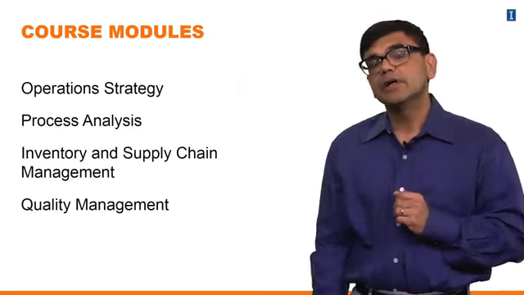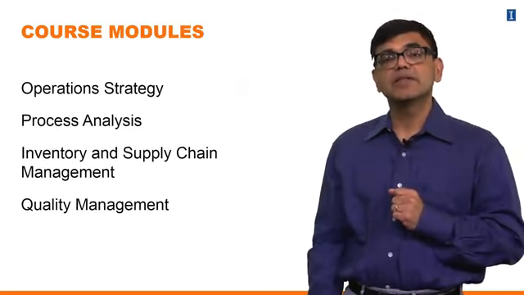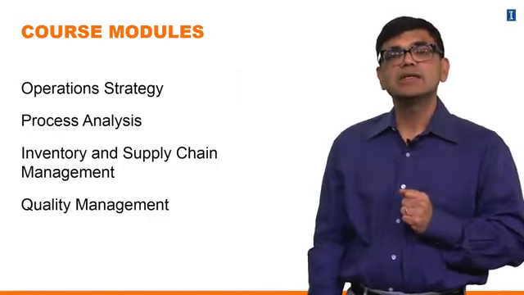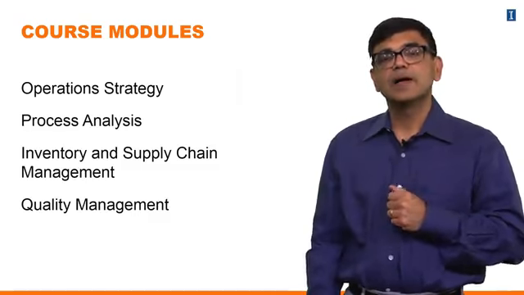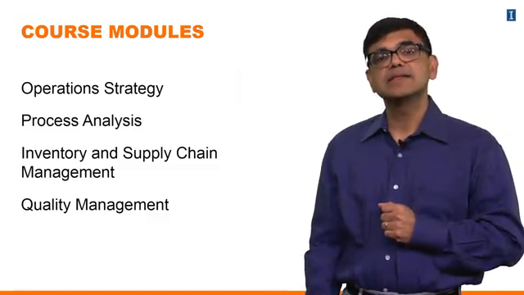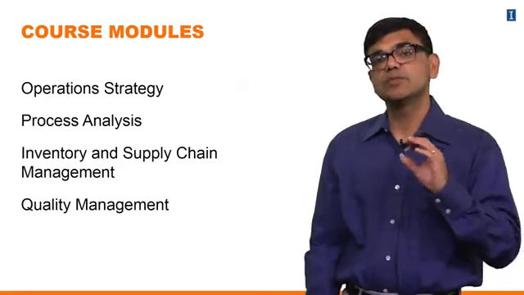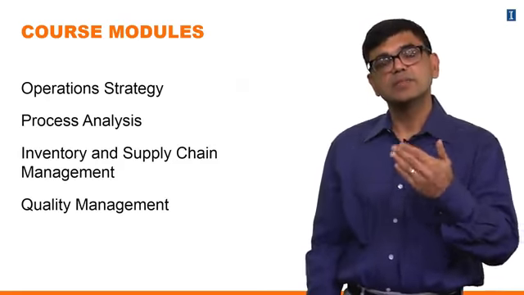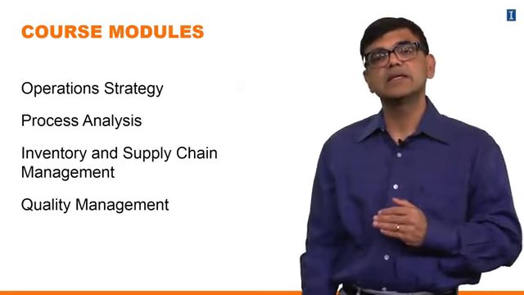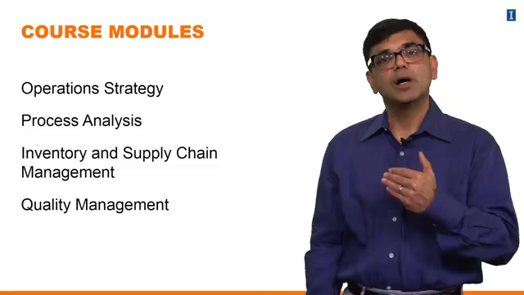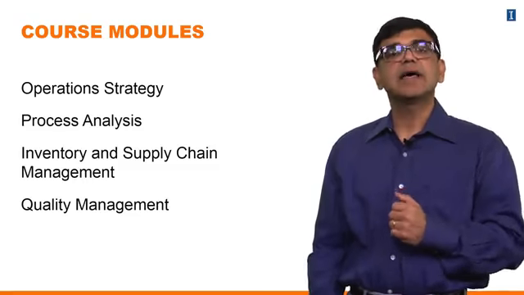In terms of the four course modules that we have in this course, the first one is on operations strategy. The second one is on process analysis. So operations strategy is dealing more with the higher level decisions. Process analysis talks about some high level decisions, but then gets into the nitty-gritty of doing some process metric calculations.